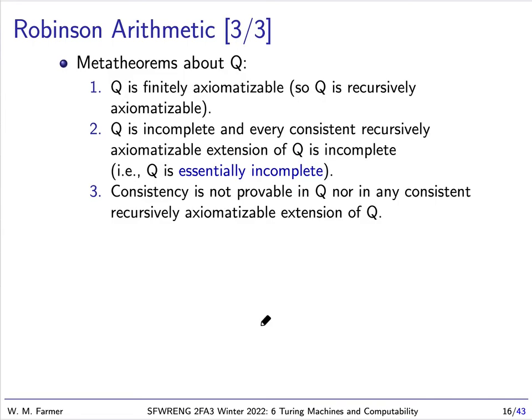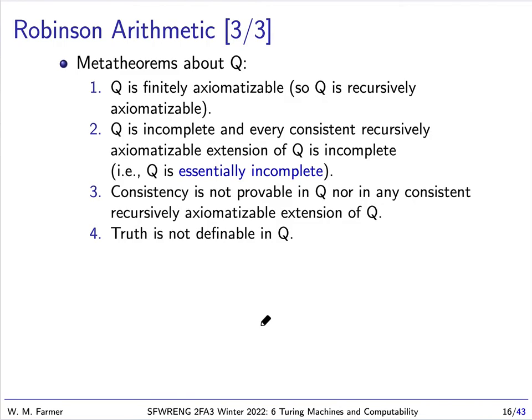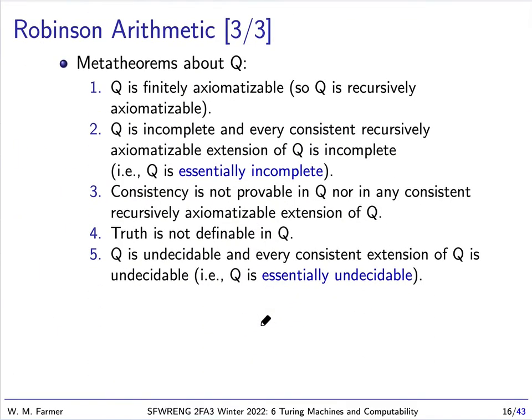Consistency is not provable in Q, nor can we prove consistency in any consistent recursively axiomatizable extension of Q. That's because Q is sufficiently strong, and any consistent recursively axiomatizable extension of Q will also be sufficiently strong. Truth is not definable in Q. That's because Q is sufficiently strong.